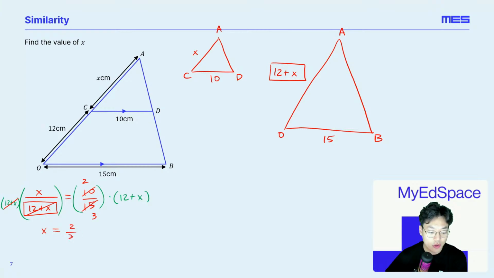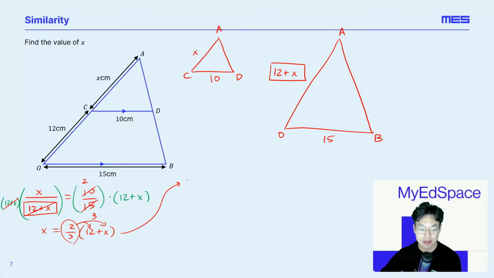So we now have 2/3 times 12 plus x. And I have to remember to distribute the 2/3 to both terms, to all terms within the parentheses. And that gives us, if I move it up here, x is equal to 2/3 times 12. That's 8, right? 2/3 of 12 is 8 because a third of 12 is 4. Double that to get to 2/3 of 12. 4 times 2 is 8, plus 2/3 of x.